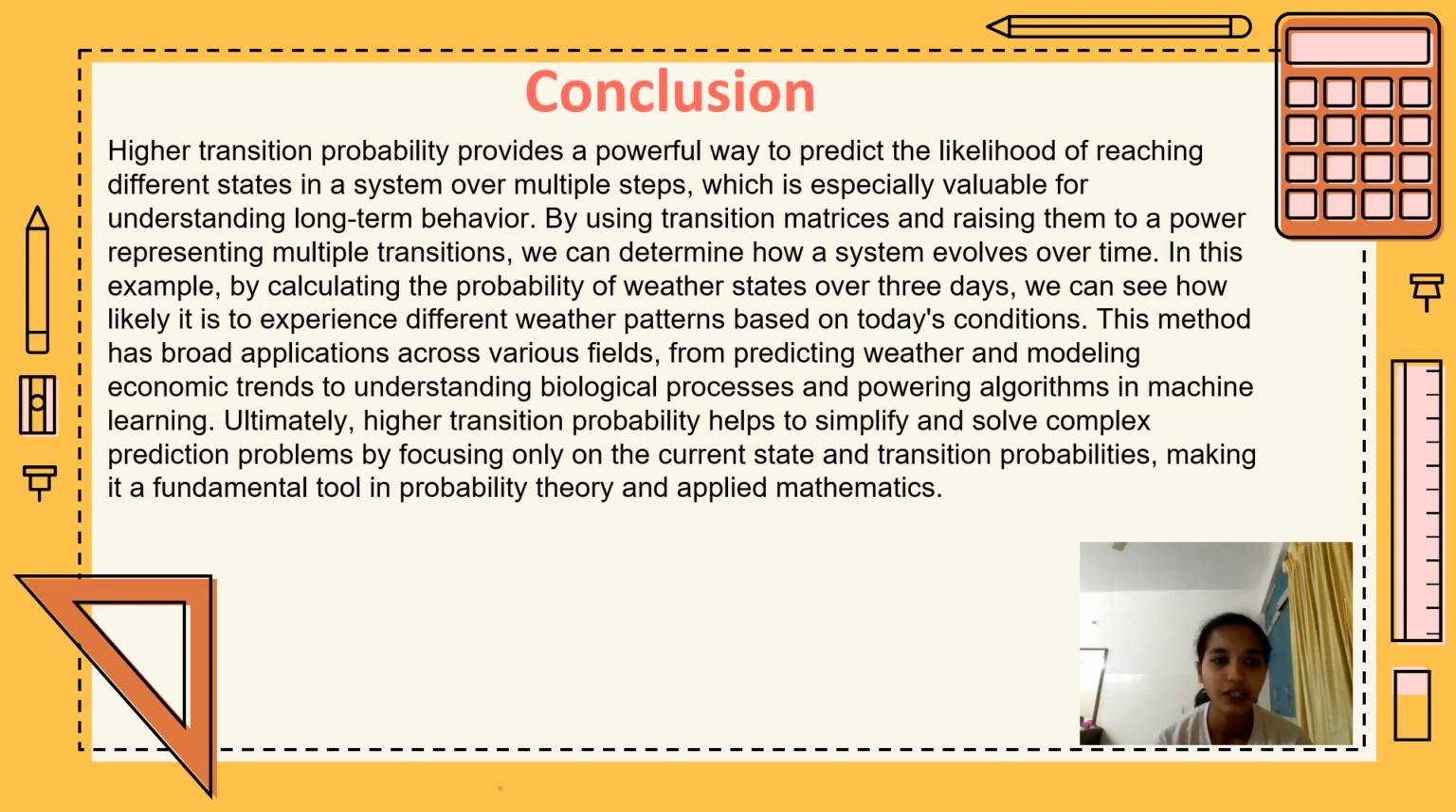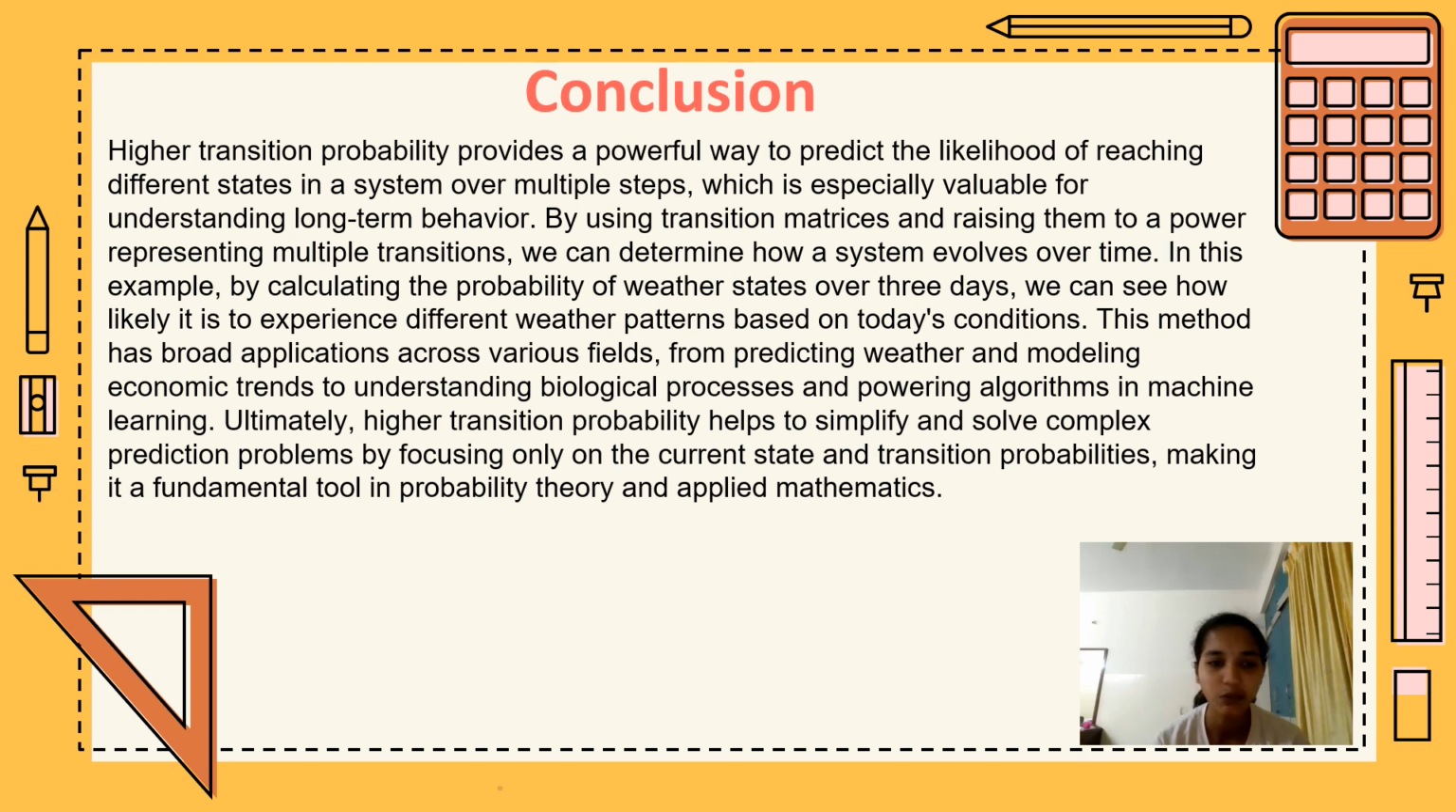Finally, I conclude that higher transition probabilities provide a powerful way to predict the likelihood of reaching different states in a system over multiple steps, which is especially valuable for understanding long-term behavior. By using transition matrices and raising them to a power representing the multiple transitions, we can determine how a system evolves over time. In this example, by calculating the probability of weather states over 3 days, we can see how likely it is to experience different weather patterns based on today's condition.